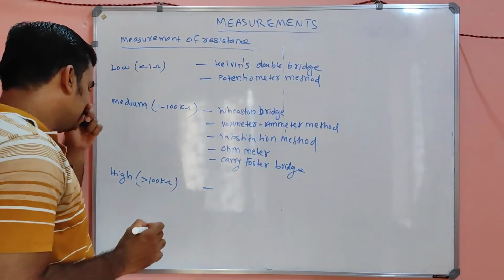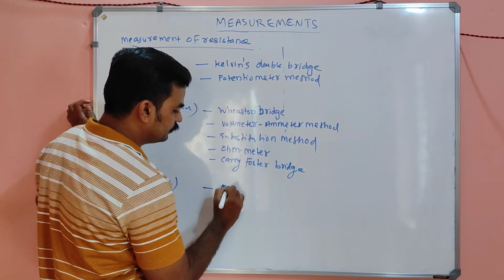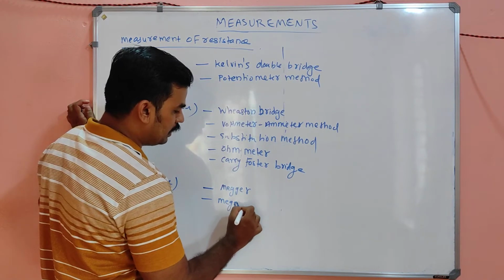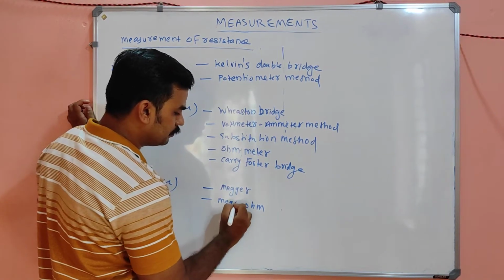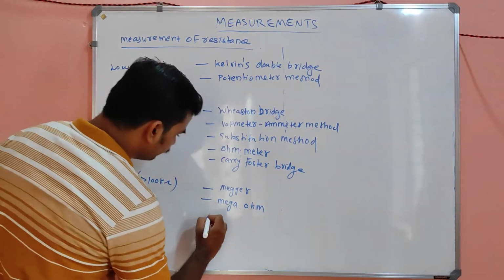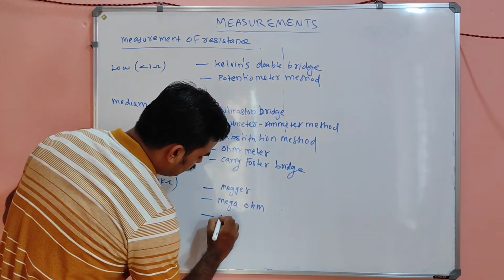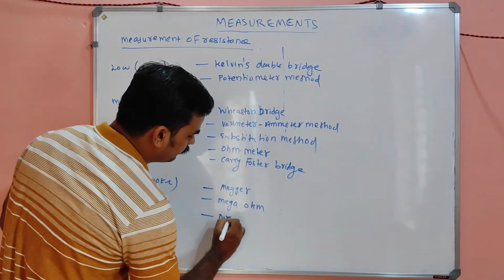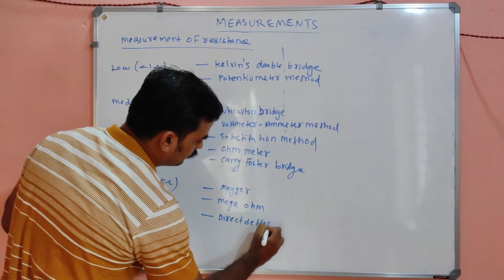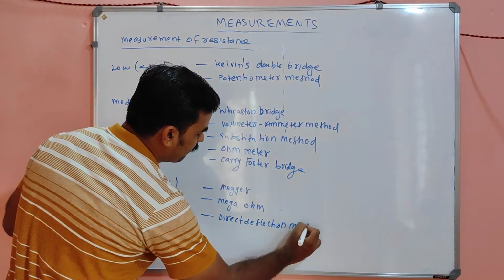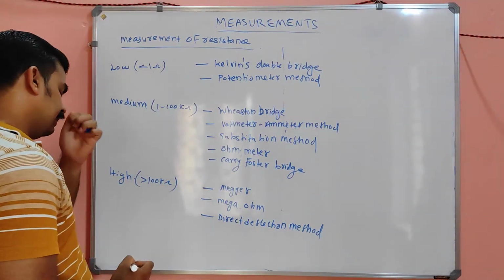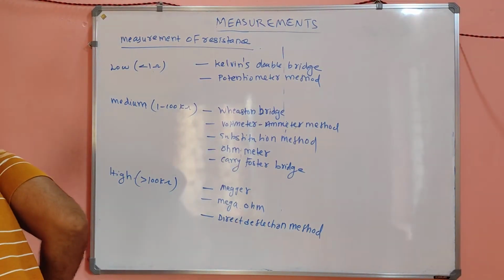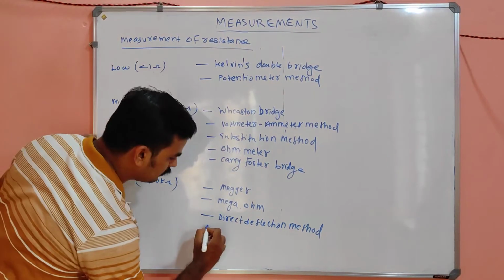For measuring high resistance, you have megohm, direct deflection method, and loss of charge method.